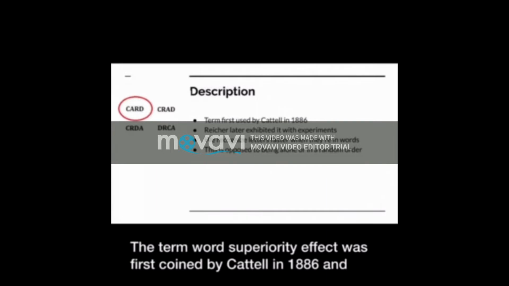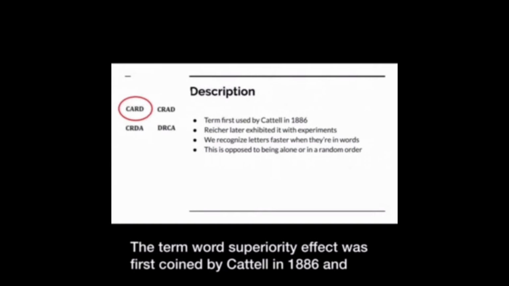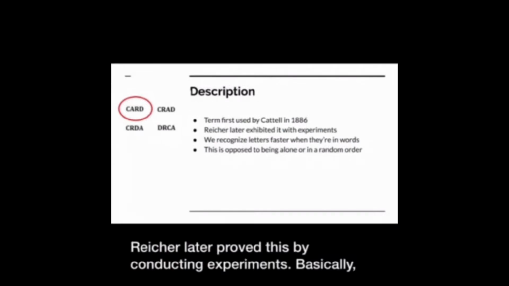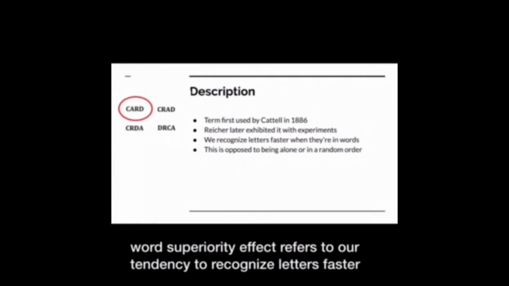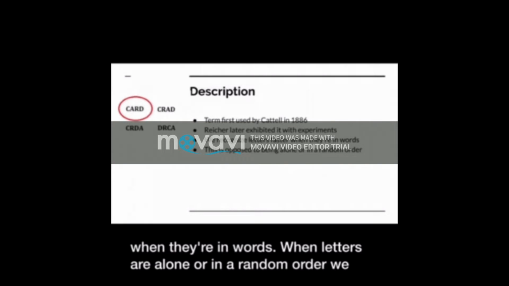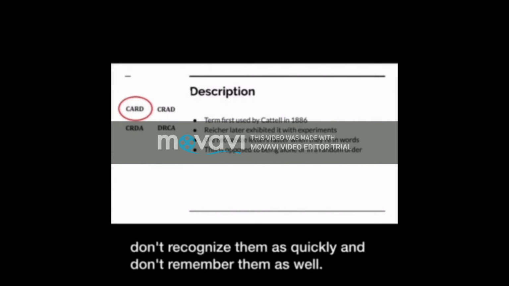The term word superiority effect was first coined by Cattell in 1886, and Rachel later proved this by conducting experiments. Basically, word superiority effect refers to our tendency to recognize letters faster when they're in words. When letters are alone or in a random order, we don't recognize them as quickly and don't remember them as well.